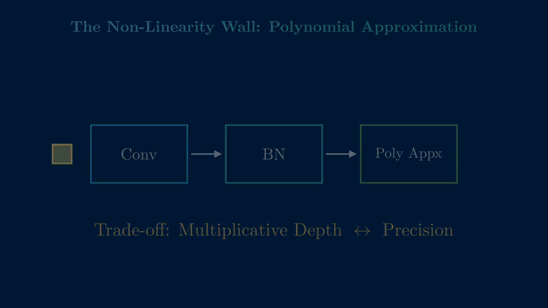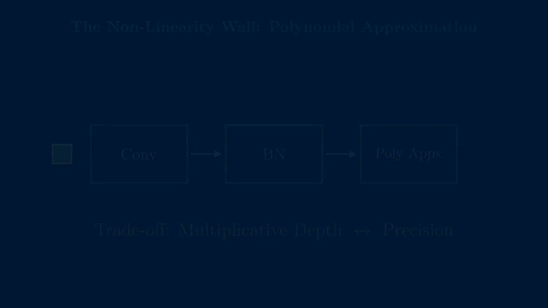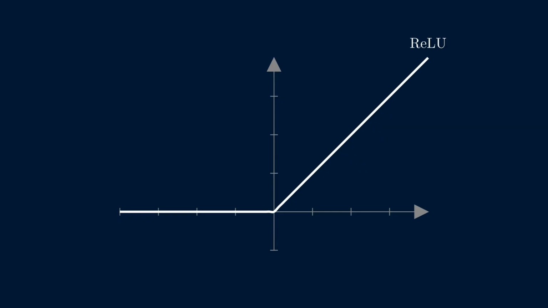Conversely, if we construct a high-degree approximation, such as a composed polynomial of degree 7 times 7 times 27, the fit against the ReLU function is highly accurate, eliminating the need to retrain the network. However, evaluating such high-degree polynomials consumes our multiplication budget rapidly, triggering expensive bootstrapping operations that severely degrade inference speed.